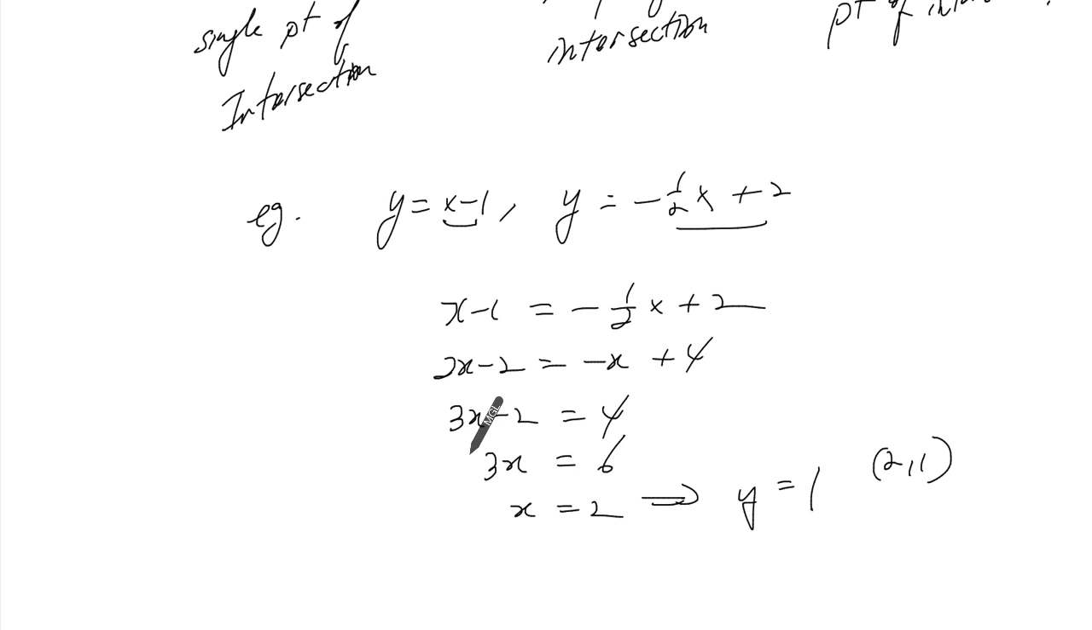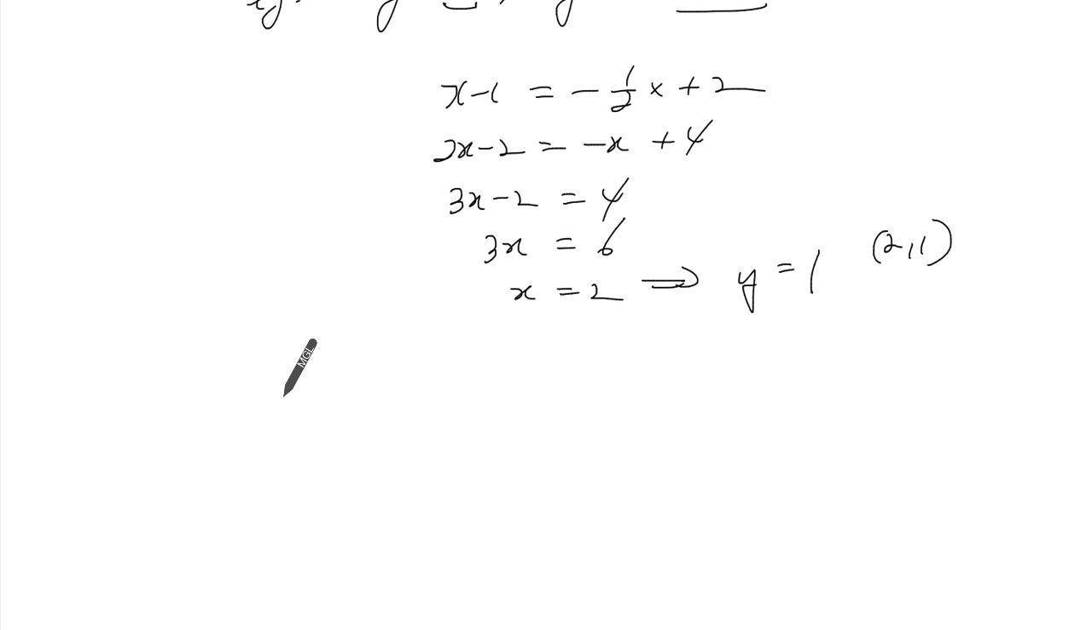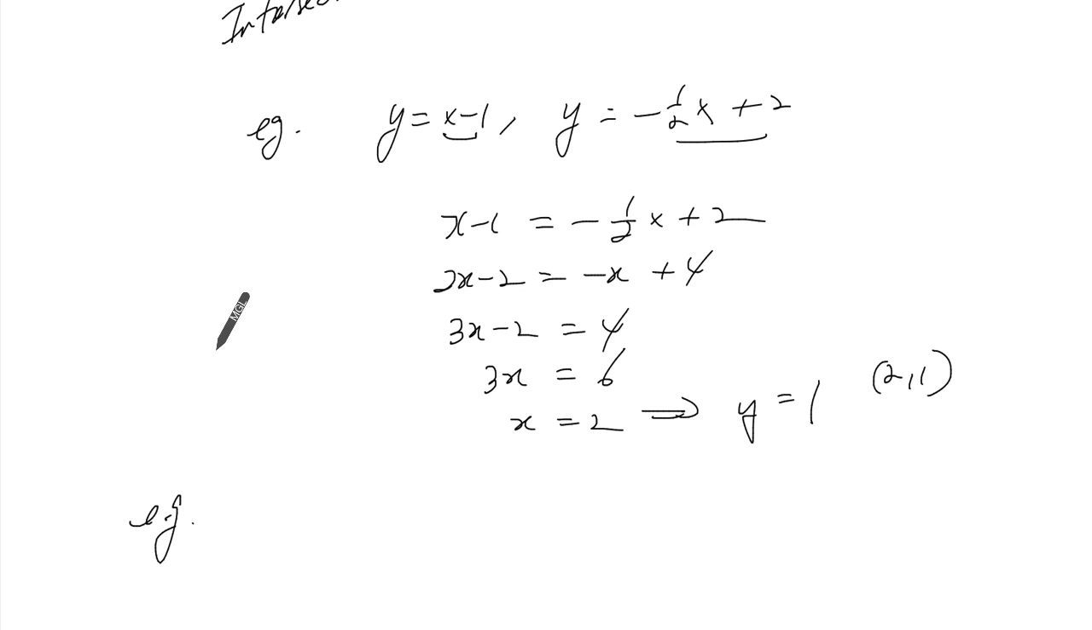Okay, so let's do another example with a different set of equations. Okay, this time, not so neat like that. I'm going to give it to you in a different form, this is a general form. So 2x minus 2y minus 2 is equal to 0. And 2y plus x is equal to 4. What's the point of intersection?